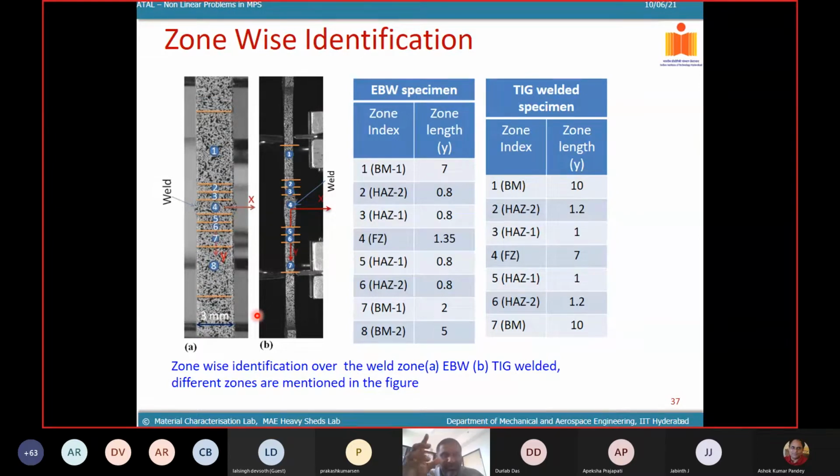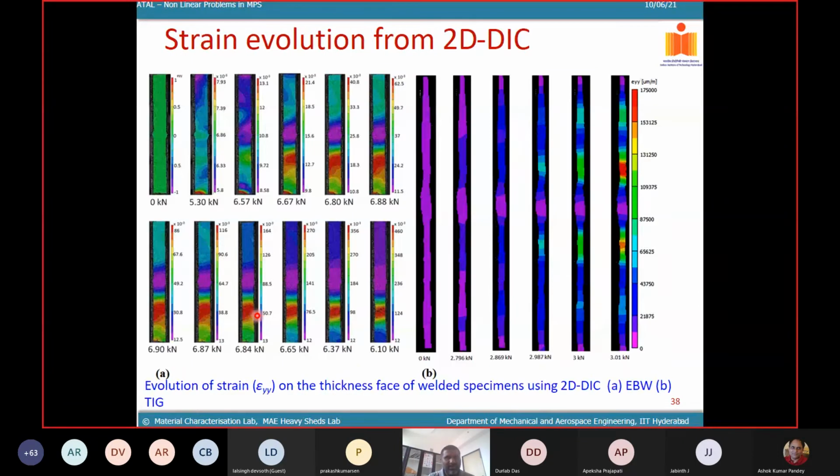Using a microscope, we identify the different zones as I showed in the previous slide, and we mark them. So physically, I know from the weld center what would be my fusion zone, what would be my coarse grain HAZ, fine grain HAZ, and where the parent metal or base metal would start. So these are my designated zones. I am doing the measurement on the thickness face, not on the width face, the front face.